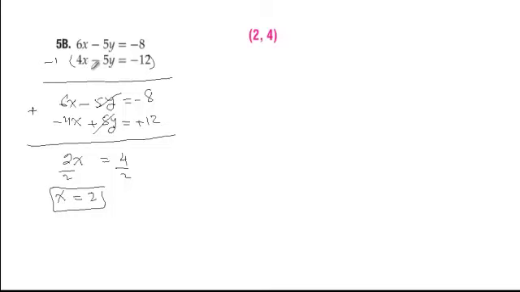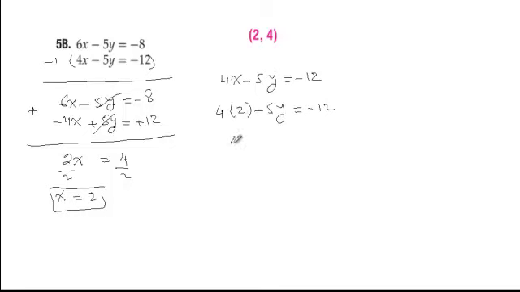Let's use the second equation. Let's say 4x minus 5y equals -12. Then replace x equal to 2 in this equation, and you get 4 times 2 minus 5y equals -12.